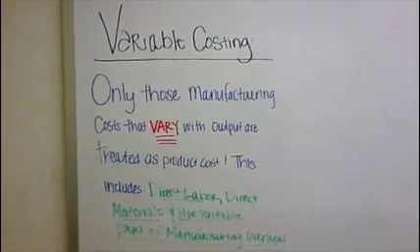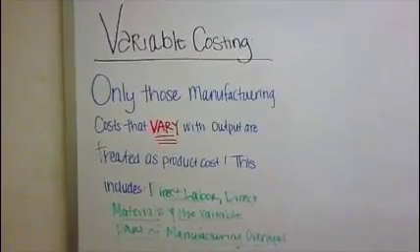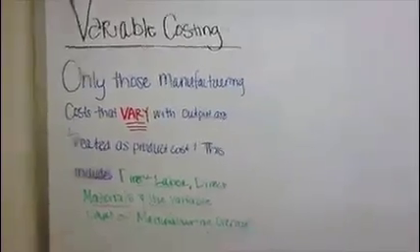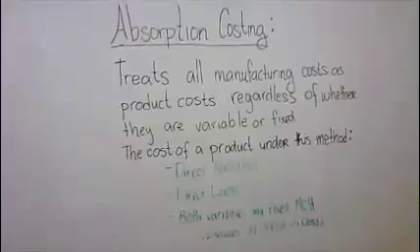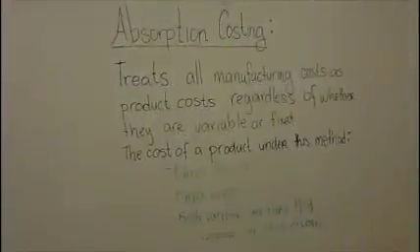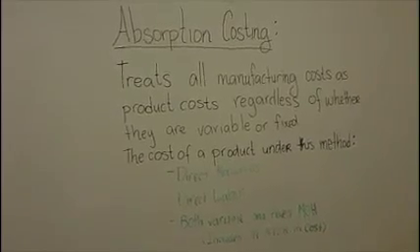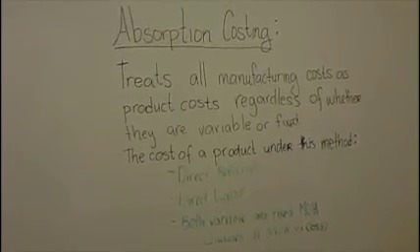Variable costing: only those manufacturing costs that vary with output are treated as product costs. Absorption costing treats all manufacturing costs as product costs, regardless of whether they are variable or fixed.